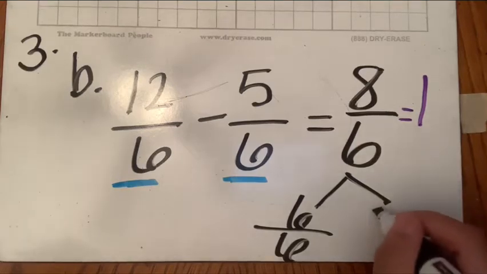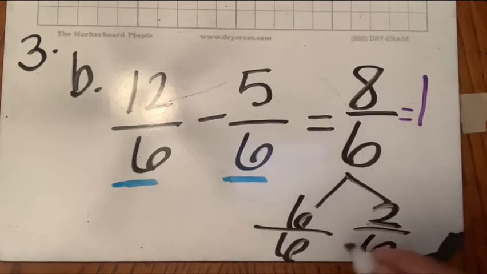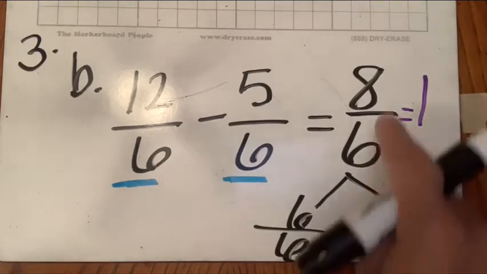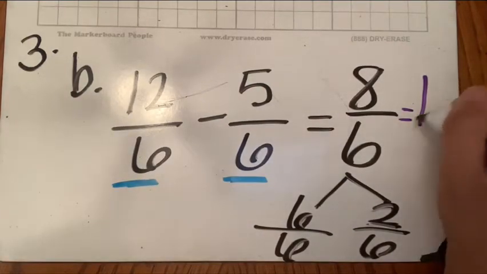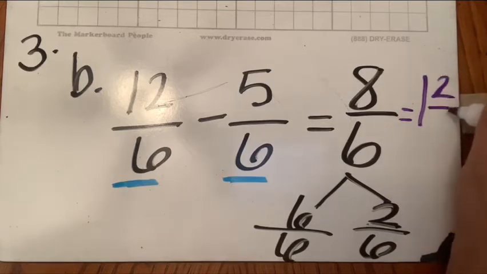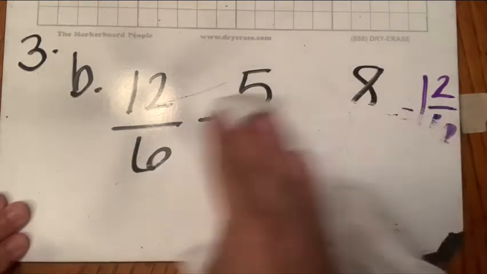And we know that if we would add 2/6 to that, that would be 8/6, right? So our improper fraction, we can now write as a mixed number, and it would be 1 and 2/6. What do we think? Awesome. Go ahead and do the rest on your own.